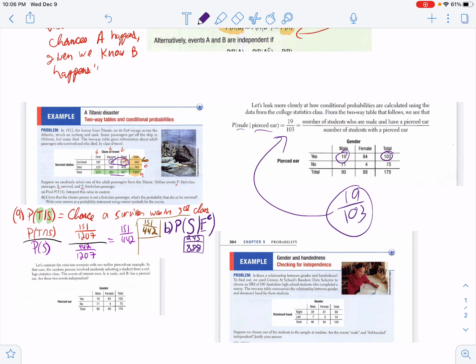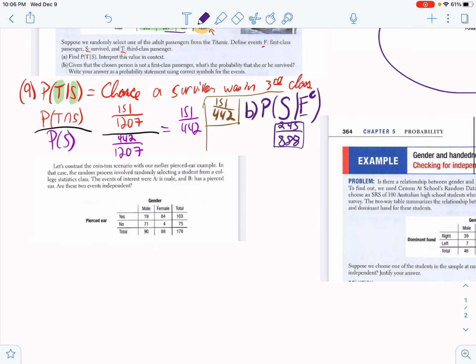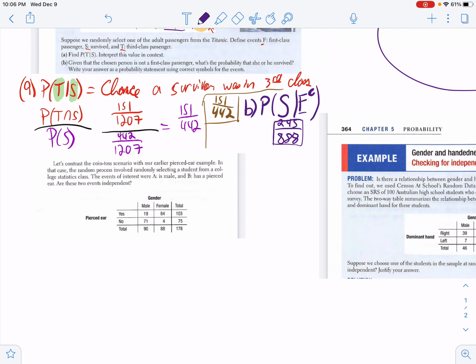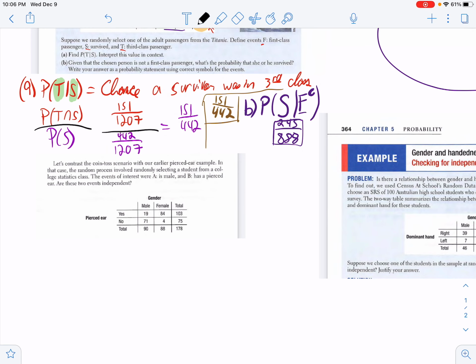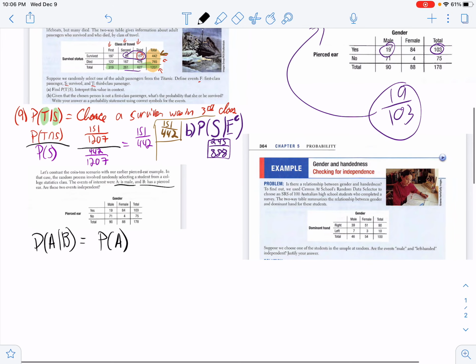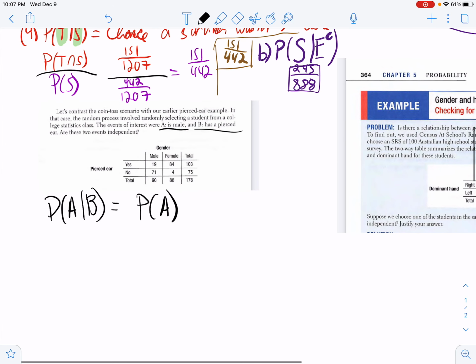All right. So now we'll do the same thing. We want to check if two events are independent. And if you remember, we can check if two events are independent if the probability of A given B is equal to the probability of A. All right, so let's do it. Probability of A given B. A is male, B is pierced ear. We calculated that right over here. Probability you're male given you have a pierced ear, so that's 19 out of 103.